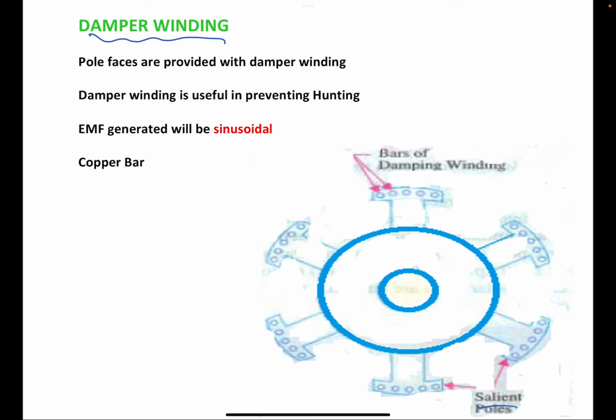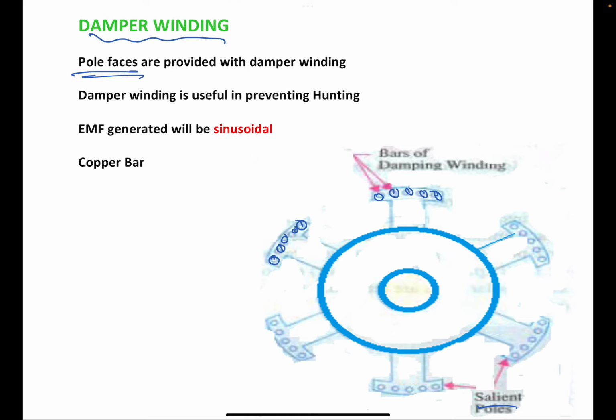Projected poles here. How many poles do we have? Six poles here. So damper bars can be placed at the outer pole faces. Okay, damper bars will be placed at the outer pole face, the pole shoe. The other word is pole shoes. Damper bars can be placed under the pole shoes here.